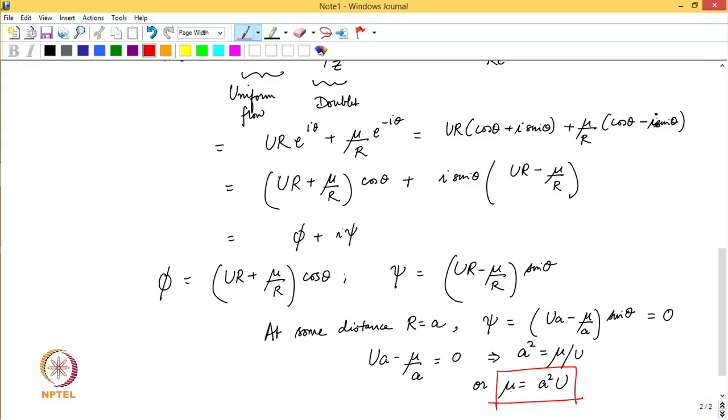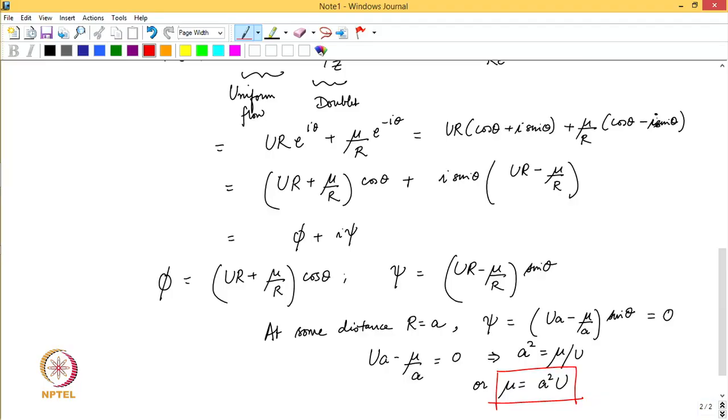A could be either small or large depending on what is the strength of the doublet and what is the velocity field that we are trying to impose, but this must happen somewhere because a can go from 0 to infinity. So, this equation must be satisfied at some location r which is equal to a.